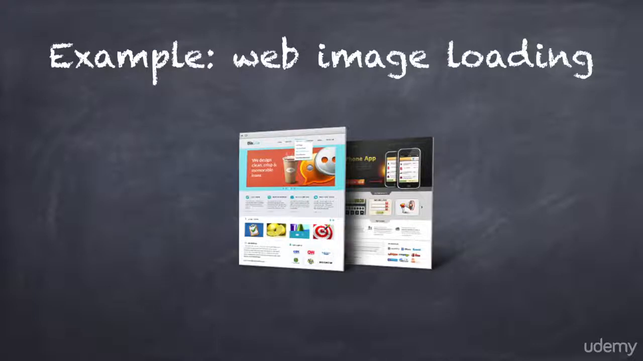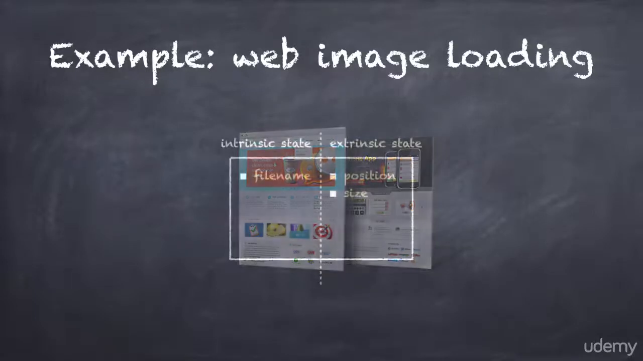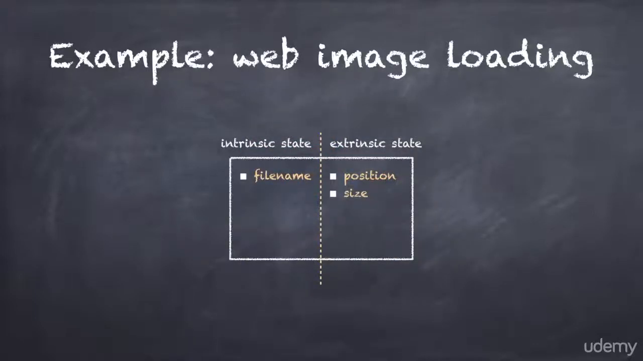So the first thing I need to do is examine the state of the image. What state information do I have? And is this intrinsic or extrinsic state? The image file name is intrinsic. The image position is extrinsic. And the image size is also extrinsic. The client is going to specify all of the extrinsic state, so I only need to store the intrinsic state.